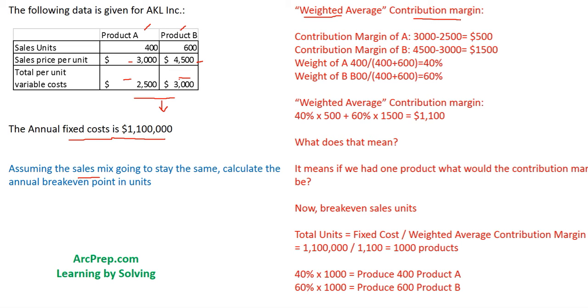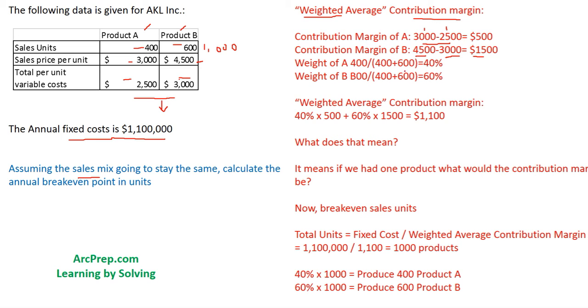What we are going to do, with the two product example, is calculate the contribution margin first, which is unit sales price minus unit variable cost. Contribution margin for B is pretty much the same: unit sales price minus the variable cost. Now, it says assuming sales mix is going to stay the same. What that means is the total number of units we are selling is actually 1,000, 400 plus 600, right? So product A essentially is 40% of our total sales, and product B is 60% of our total sales.